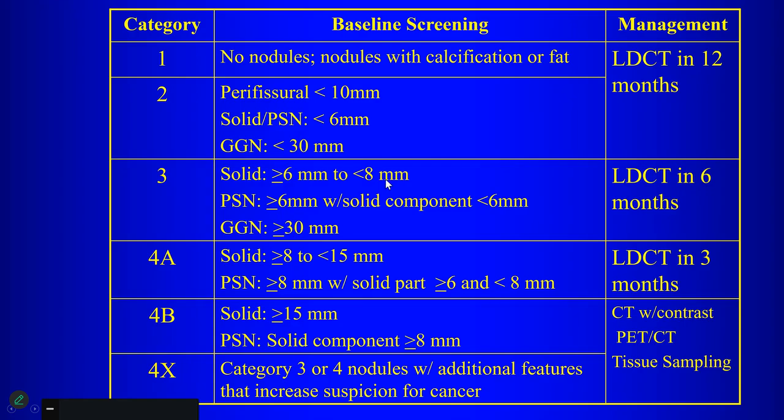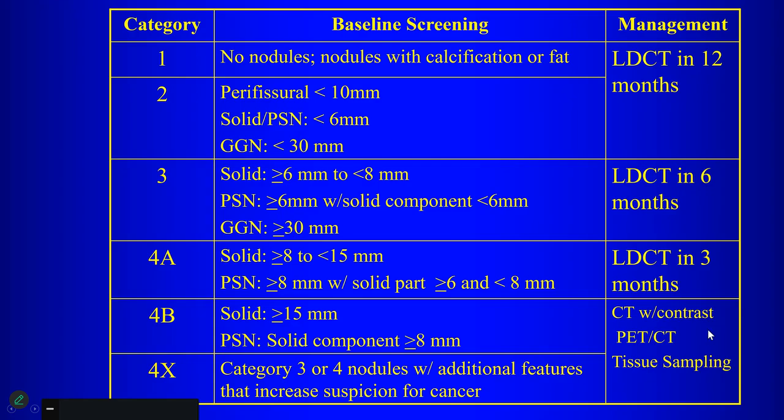So between 6 and 8 millimeters for a solid nodule, that becomes a score of 3, low-dose CT in 6 months. Nodule gets larger, between 8 and 15, then you're worried about 4A. That's a little bit more concerning for cancer. There the follow-up is going to be in 3 months. And then if the nodule is even larger, 4B or 4X, where you're really concerned about cancer, then you have some more recommendations here.